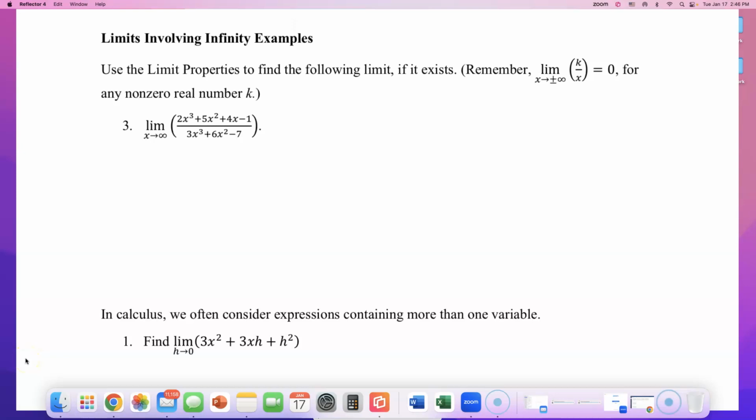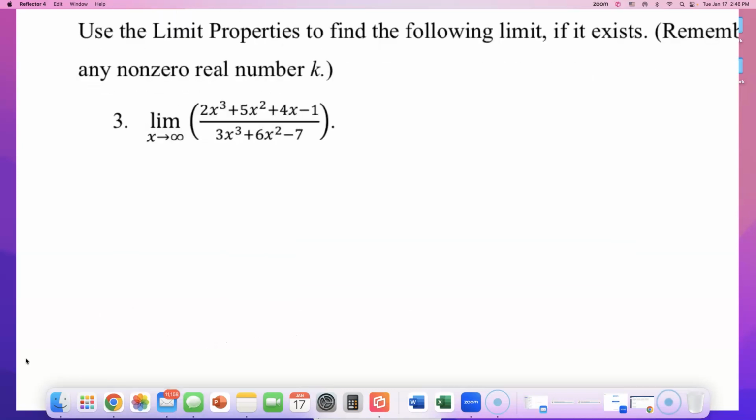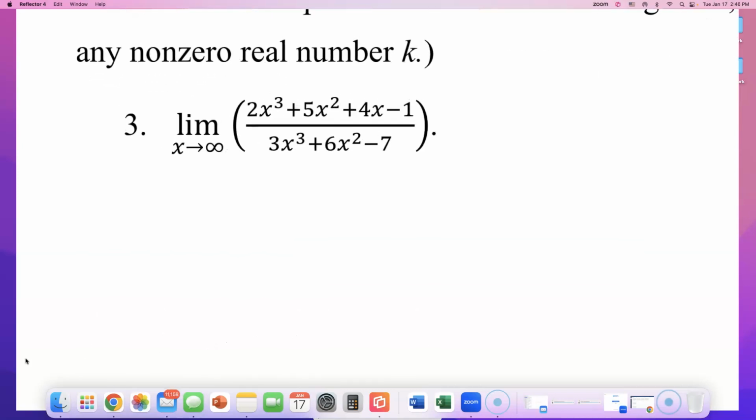I got one more limits involving infinity algebraically problem over here. So let's take a look at this together. Look for the biggest exponent in the bottom of the fraction first. Degree of the denominator is 3. So I'm going to divide. I'm going to write down my plan.